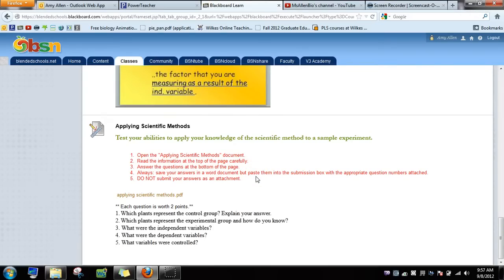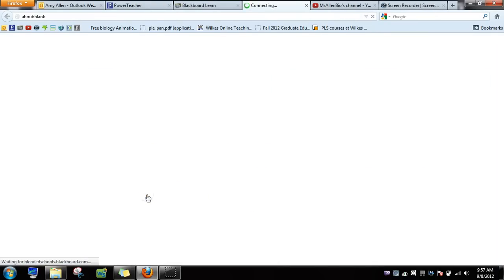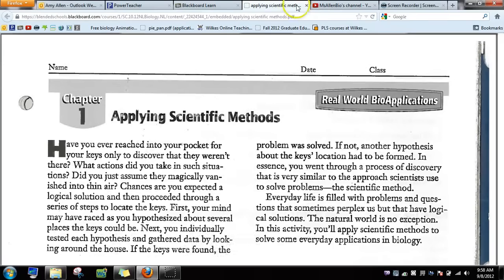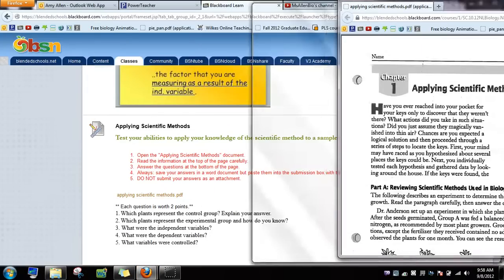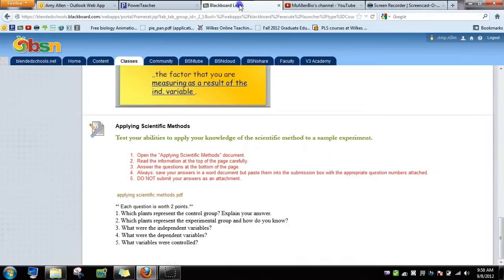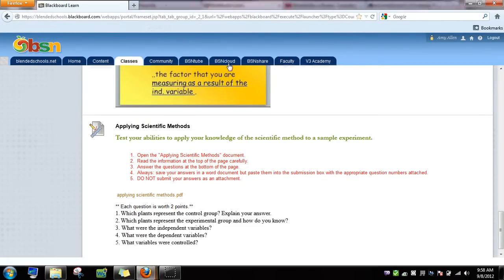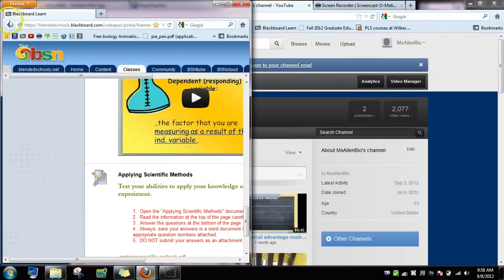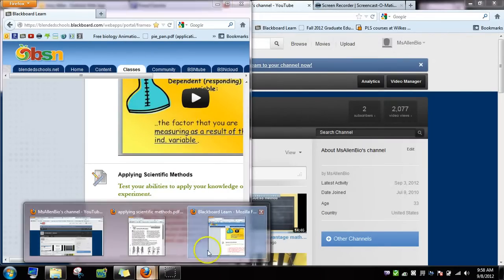Your last assignment for this week is called Applying Scientific Methods. And what I'm asking you to do is open the Scientific Methods document, which I'll do now. You can see it opens in a separate window. And if you're not aware that you can do this on your netbook, if you pull the tab down and then drag that window across, you can actually see two screens at the same time, which makes things a little easier to view and deal with.